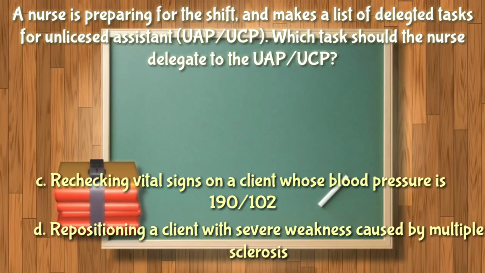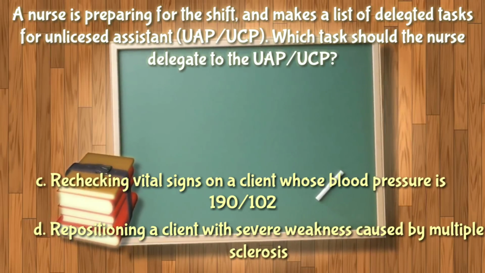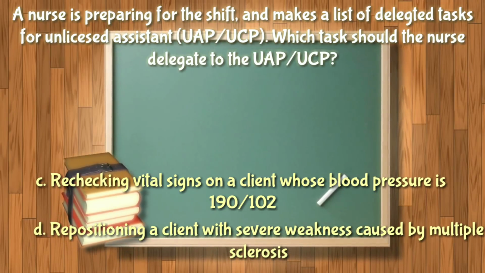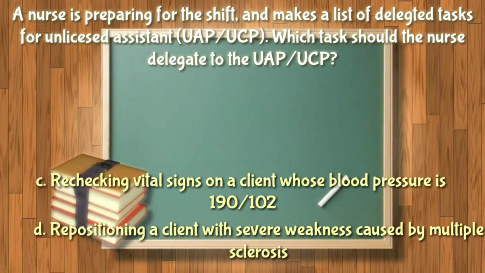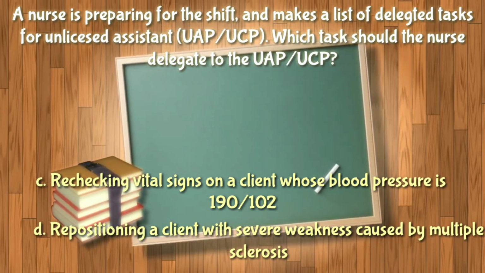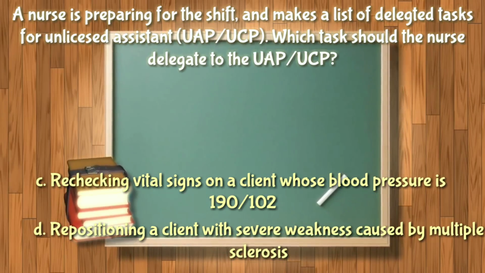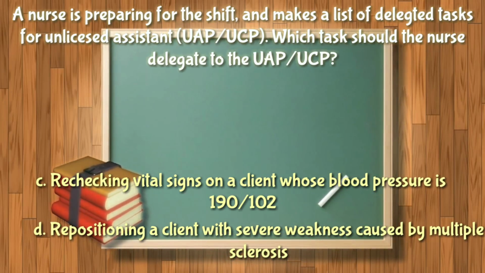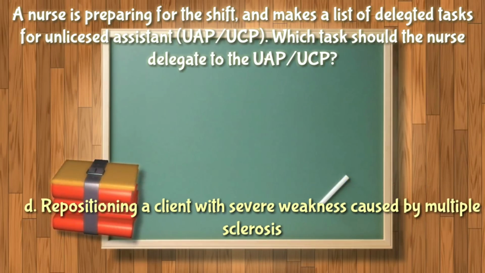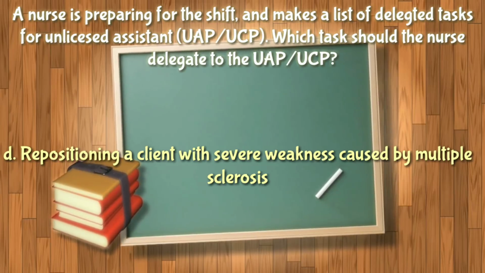Among the two choices left, as you can see, the UAP is able to do vital signs, but when a client has an elevated or low blood pressure, the nurse should recheck and assess the client for validity of information and changes in status. So it is also done by the nurse. So the final answer is letter D, repositioning a client with severe weakness caused by multiple sclerosis. Now let's proceed to the next question.